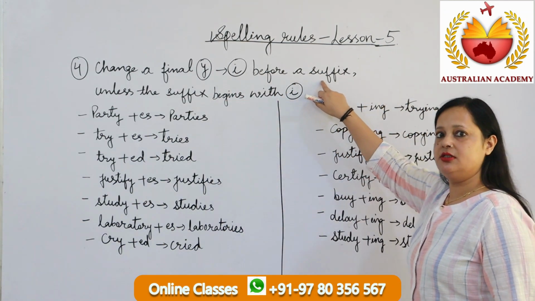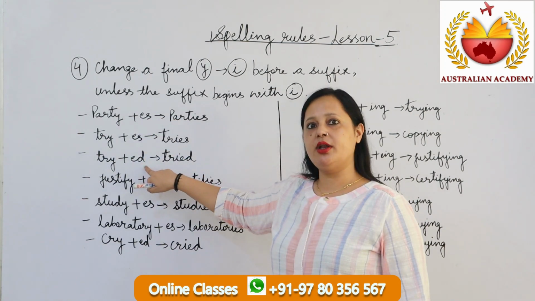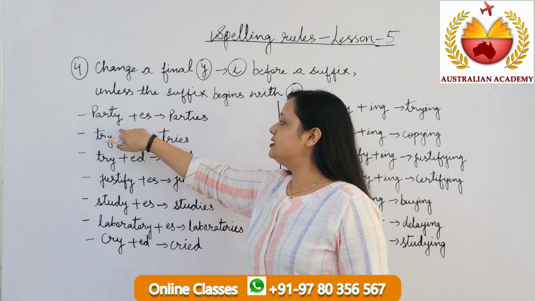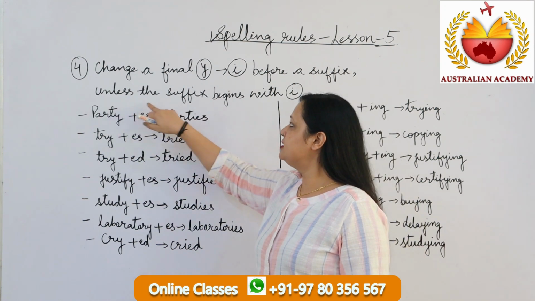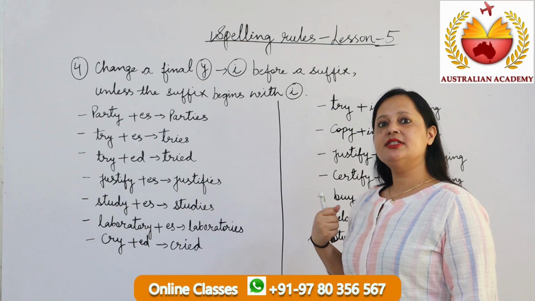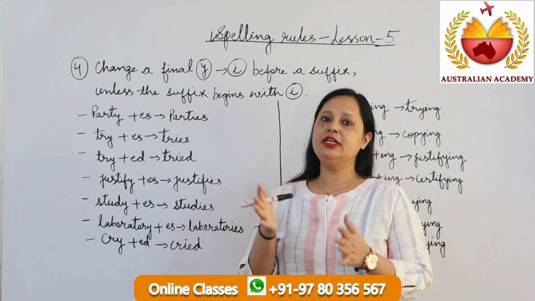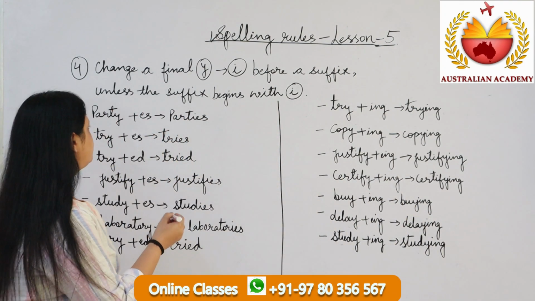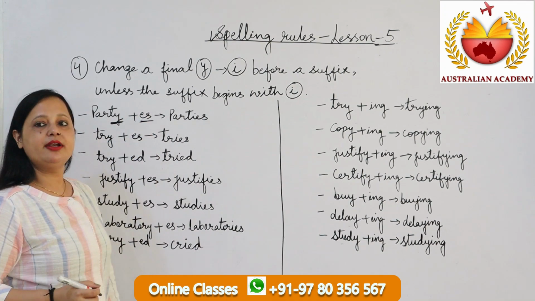Before a suffix. If we have any of the suffixes, es, ed, whatever it is, we will be removing this y and instead of this y we'll write i, unless the suffix begins with i. Let's say if the suffix already starts with i, like ing, at that time we will keep it. For example, the first one we have party with y and here we have es, parties.